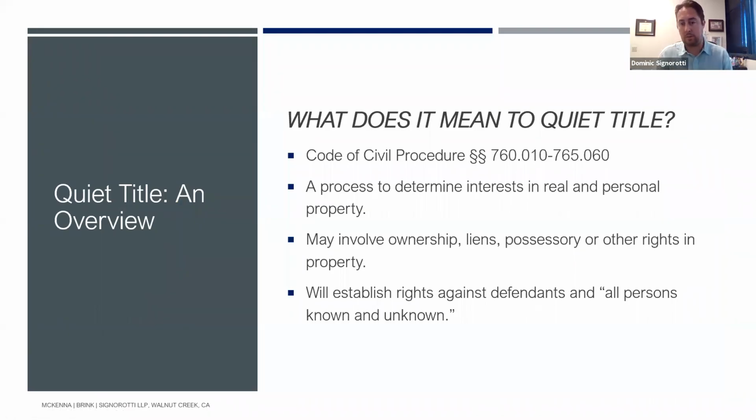So generally, what is quiet title? Quiet title is a way to resolve adverse interests with respect to real property and personal property. The quiet title statute starts at section 760 to 765 of the Code of Civil Procedure, and it can be used for a wide variety of things. It basically deals with lien disputes, possessory disputes, ownership disputes, whatever it may be, resolving who has the right, who has ownership, who has title to property. In the context of real property, which is really what this presentation focuses on, you're able to determine adverse interests and rights with respect to specified individuals, but also with respect to the public at large, known and unknown persons of the public. So it's a really broad tool to determine conclusively who has rights to property.